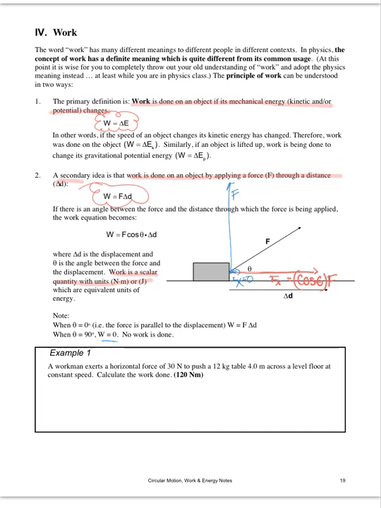A workman exerts a horizontal force of 30 newtons to push a 12 kilogram table 4 meters across a level floor at a constant speed. Calculate the work done. So work is equal to force times the distance covered.